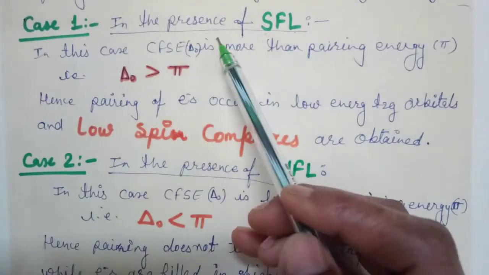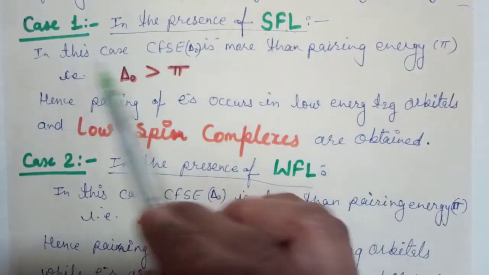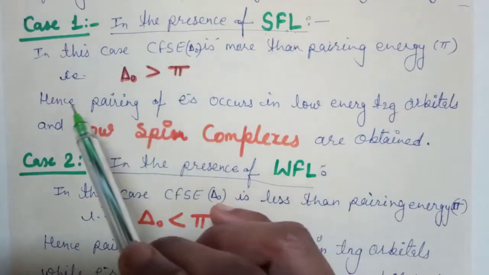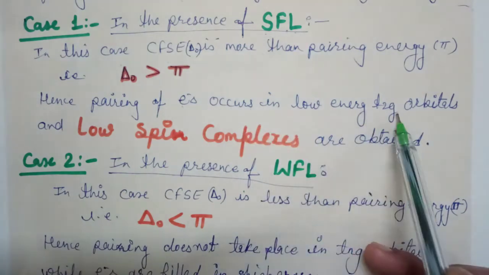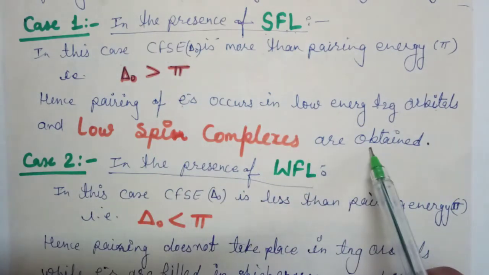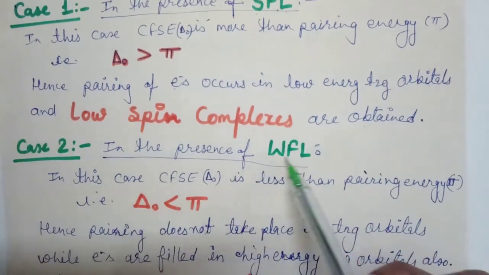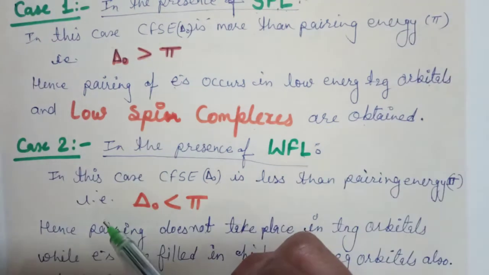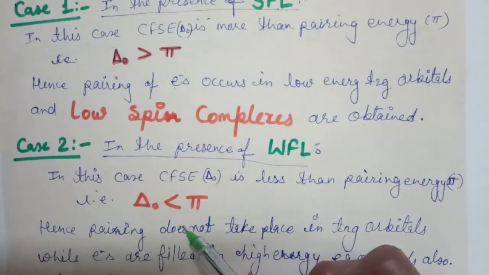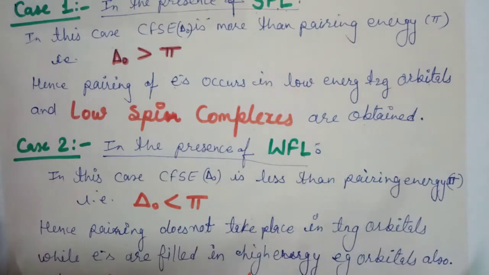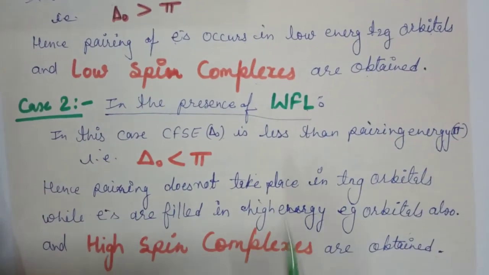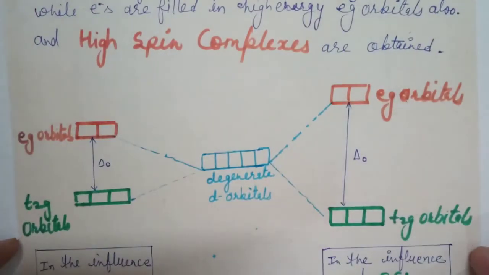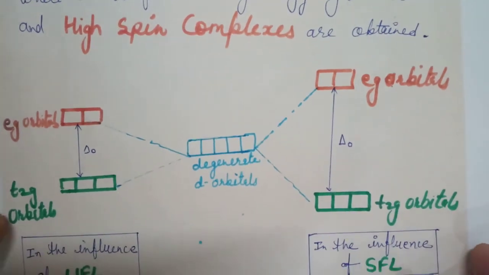In the presence of SFL, a strong field ligand, the CFS, delta O, is much more than the pairing energy, pi. Delta O is greater than pi, hence pairing of electrons occurs in the low energy T2G orbitals and low spin complexes are obtained. While in the presence of WFL, a weak field ligand, the CFSE, delta O, is less than the pairing energy, pi, hence pairing does not take place, but electrons are filled into the high energy Eg orbitals and high spin complexes are obtained. See, this is the difference between strong field and weak field ligands in the splitting of d orbitals.